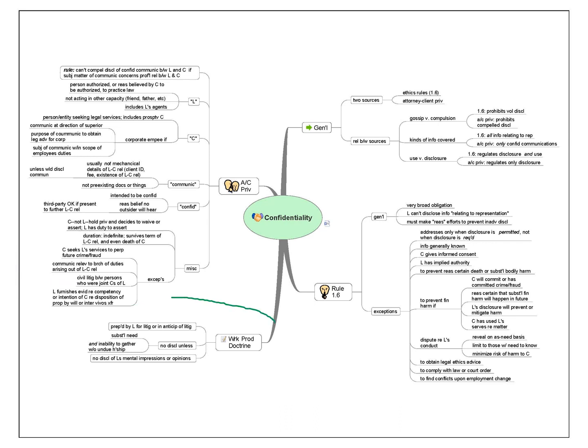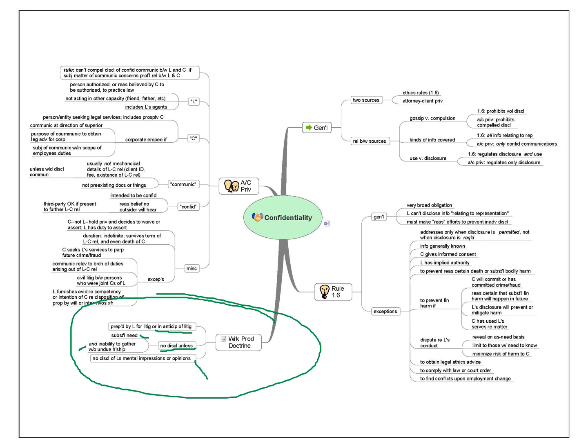And last, the work product doctrine. This is a rule of procedure that allows a party not to disclose information that's been prepared by the lawyer for litigation or in anticipation of litigation. There's no need to disclose such information unless there is a substantial need to do so, and the inability to gather that evidence from other sources would cause an undue hardship to the other party.